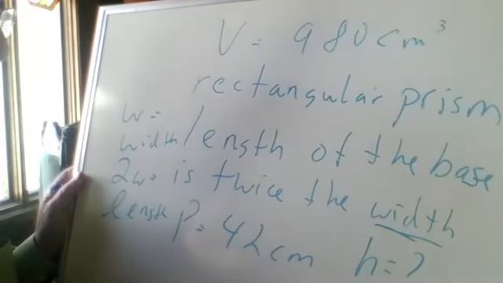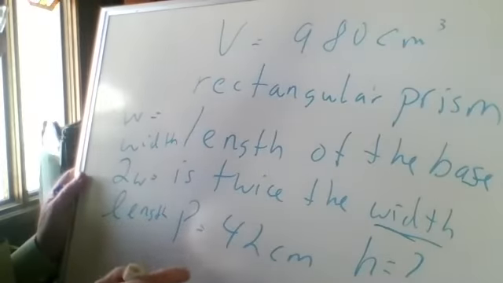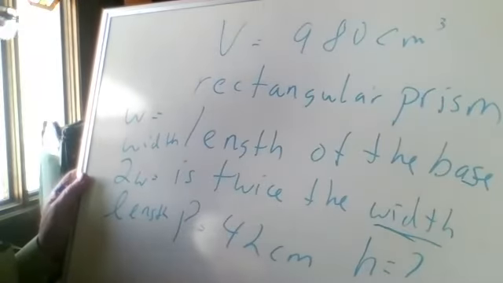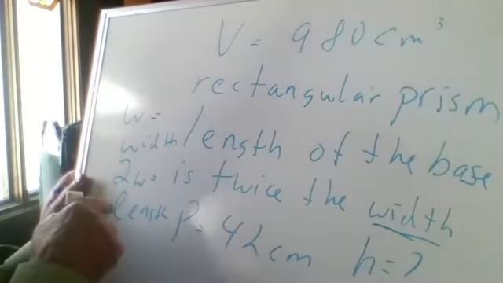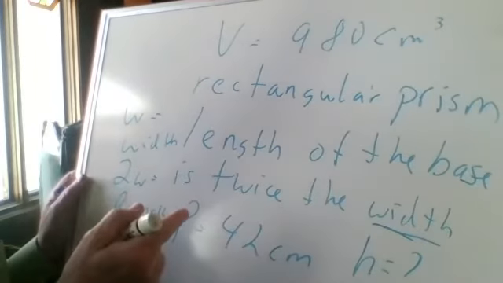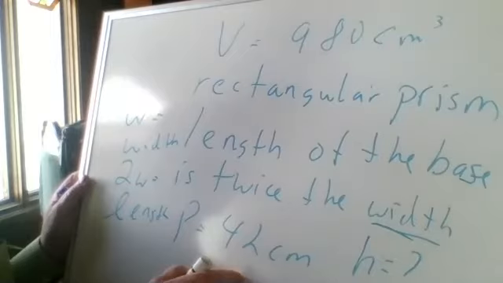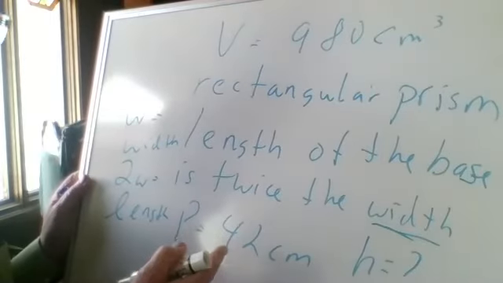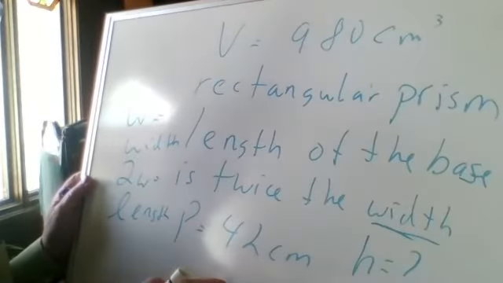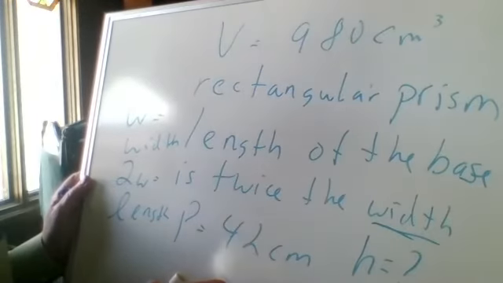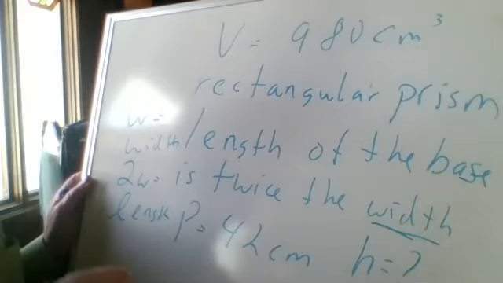Then to find the perimeter, the perimeter is 42 centimeters. The perimeter of a rectangle is 2 times width plus 2 times length, right? So 2 times W plus 2 times 2W, which is basically 6W. 6W equals 42. You divide by 6, find W.